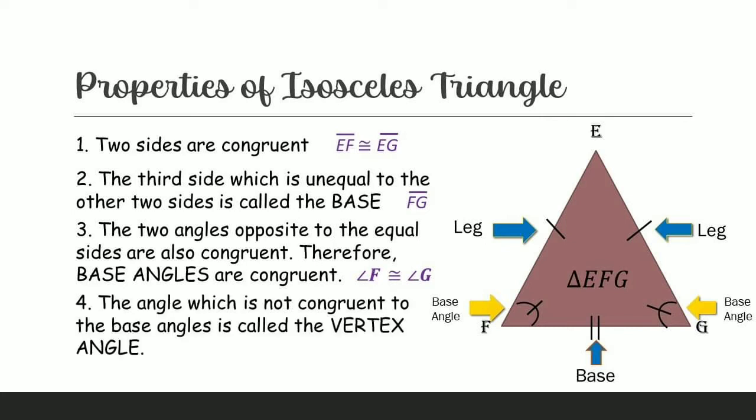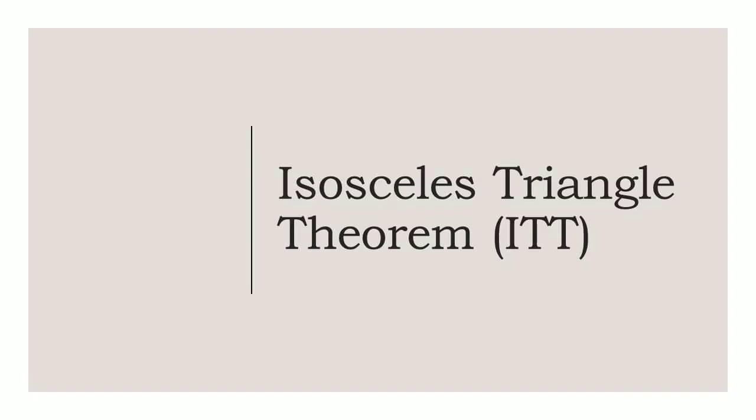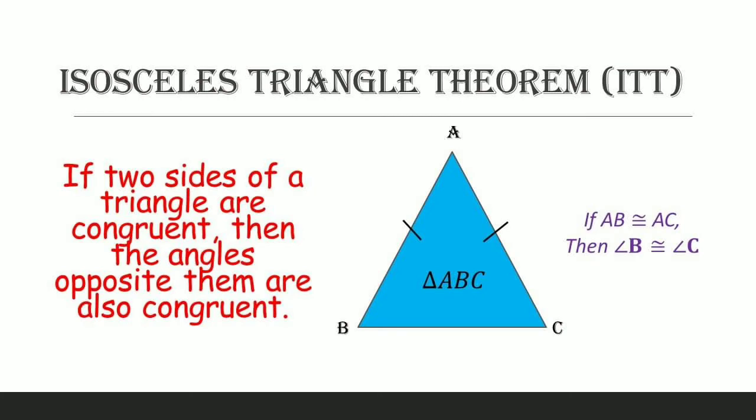And number 4, the angle which is not congruent to the base angles is called the vertex angle. Our vertex angle is angle E. Let us now go to isosceles triangle theorem. The theorem says if two sides of a triangle are congruent, then the angles opposite them are also congruent.